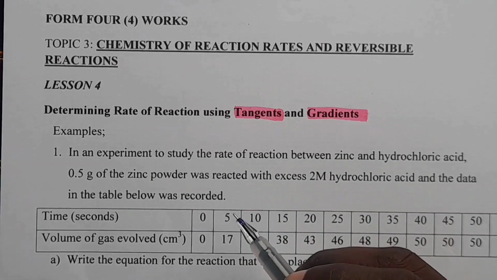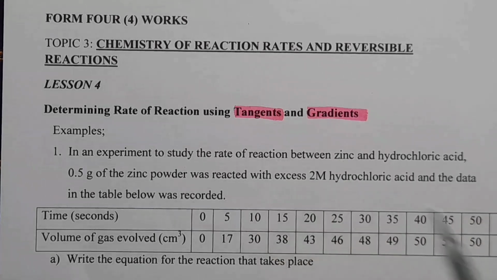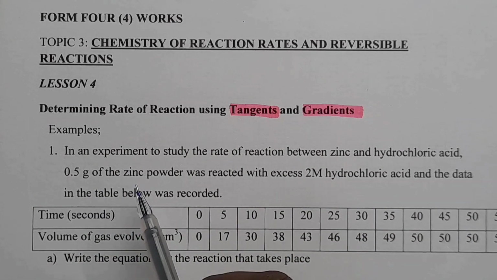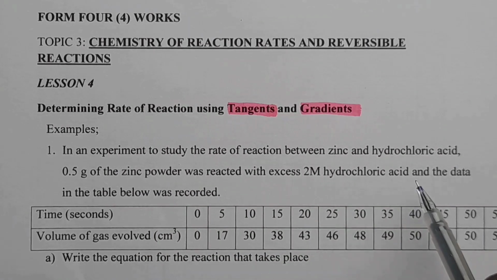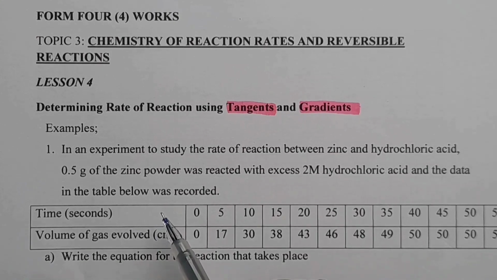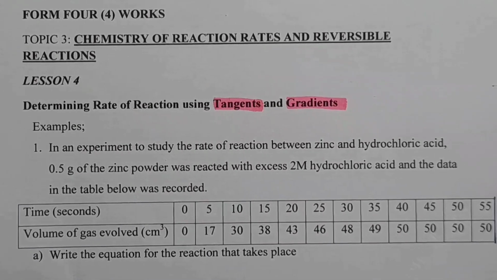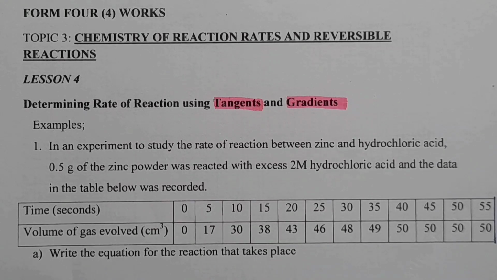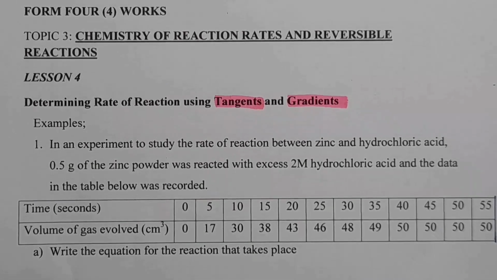Okay, let's start with example 1. We are told that in an experiment to study the rate of reaction between zinc and hydrochloric acid, 0.5 grams of zinc powder was reacted with excess 2 molar hydrochloric acid, and the data in the table below was recorded. So we have time in seconds and volume of gas evolved in cm³. Remember, the gas we are talking about is hydrogen gas, because when a metal reacts with hydrochloric acid, we get salt and hydrogen gas.